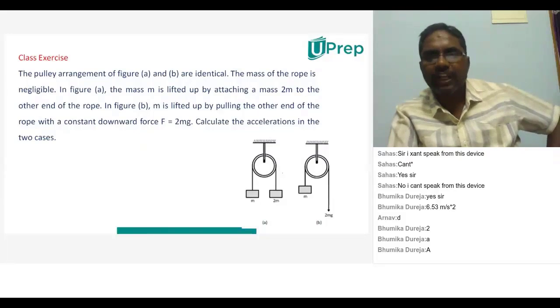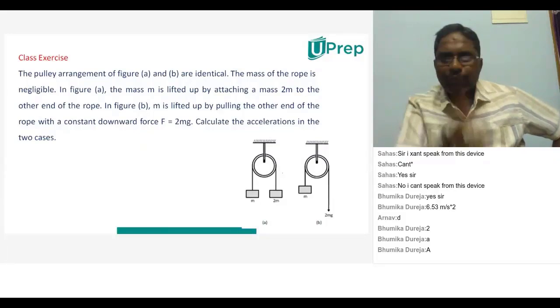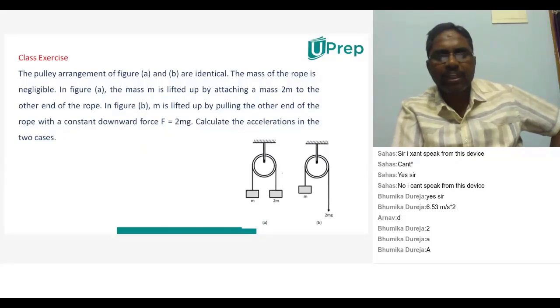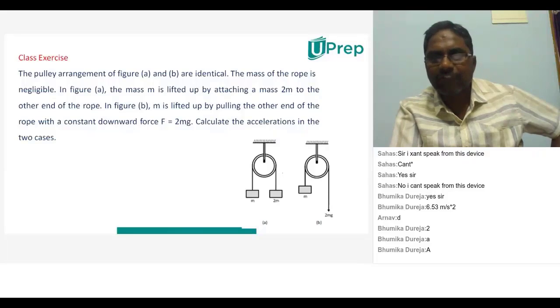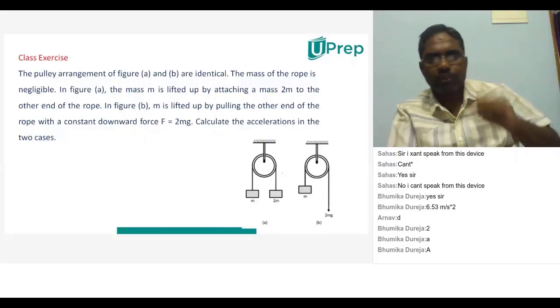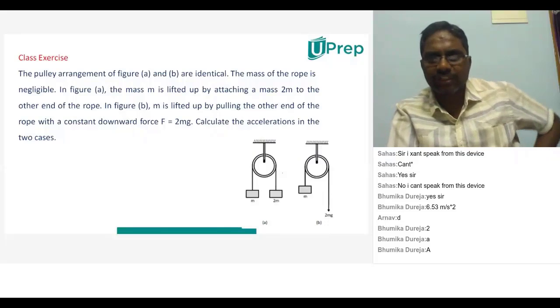Now here also some pulley arrangement is there. The pulley arrangement you already discussed in the first case. The pulley arrangements of figure A and B are almost identical. The mass of the rope is negligible. In figure A, mass M is lifted up by attaching mass 2m to the other end of the rope. In figure B, M is lifted up by pulling the end of the rope with a constant downward force F equal to 2mg. Calculate the accelerations in the two cases.